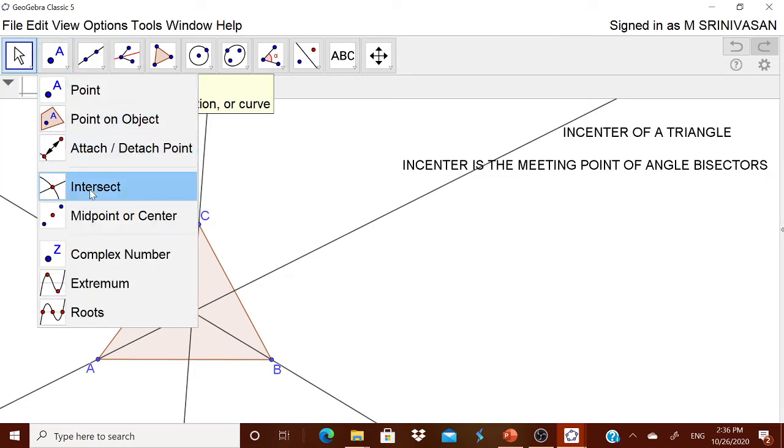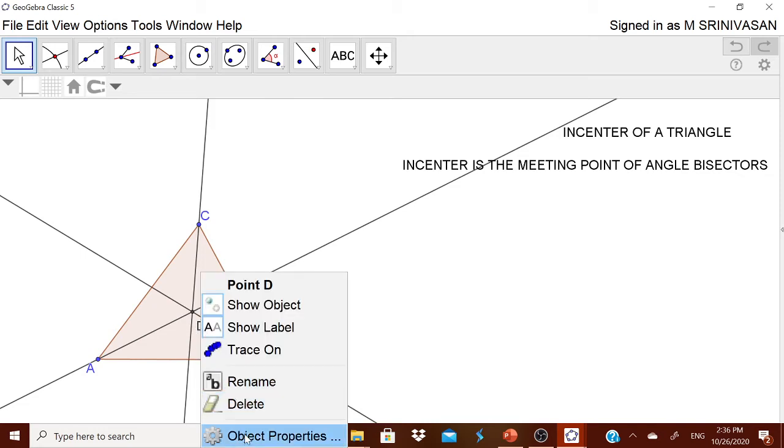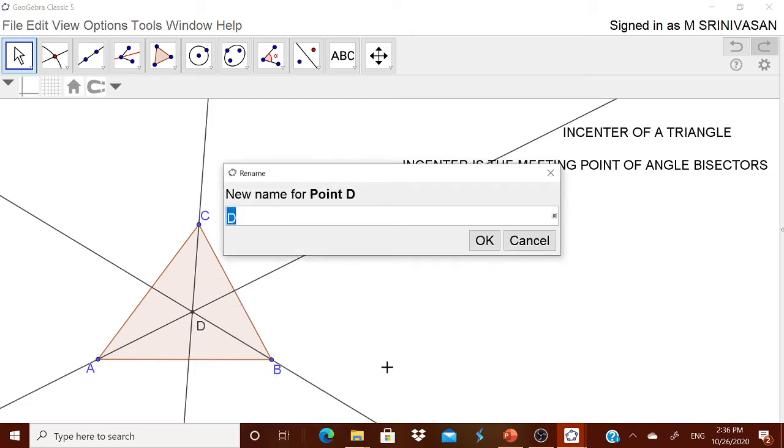Therefore let us go to the point of intersection. You touch any two lines, no need to touch all the three lines. Now as usual the center will be normally called by us as O. Therefore we will rename it as O.